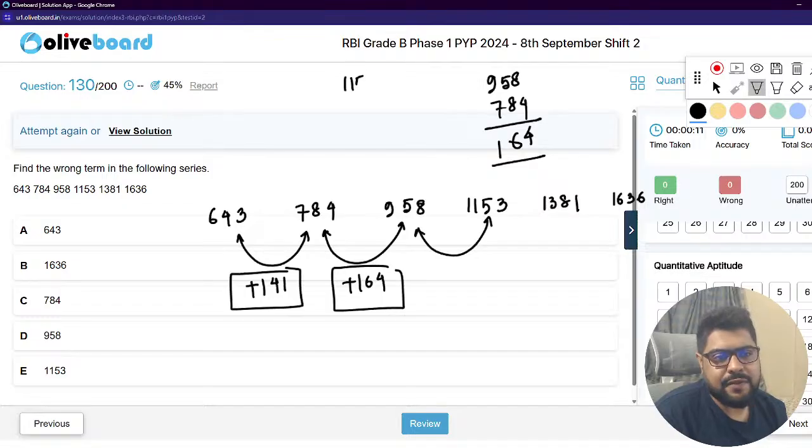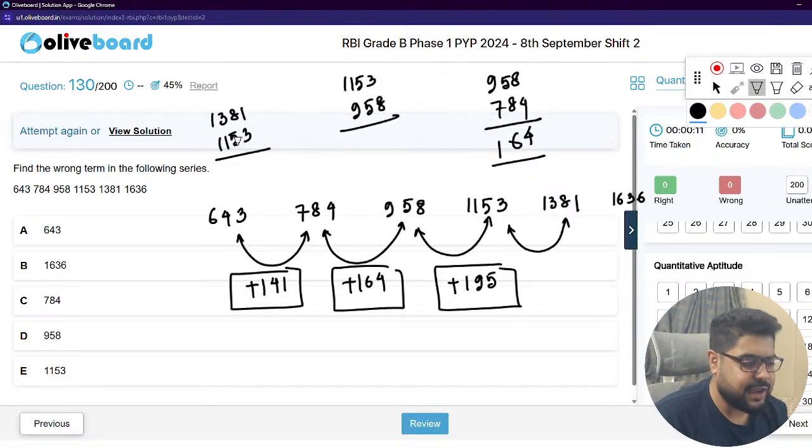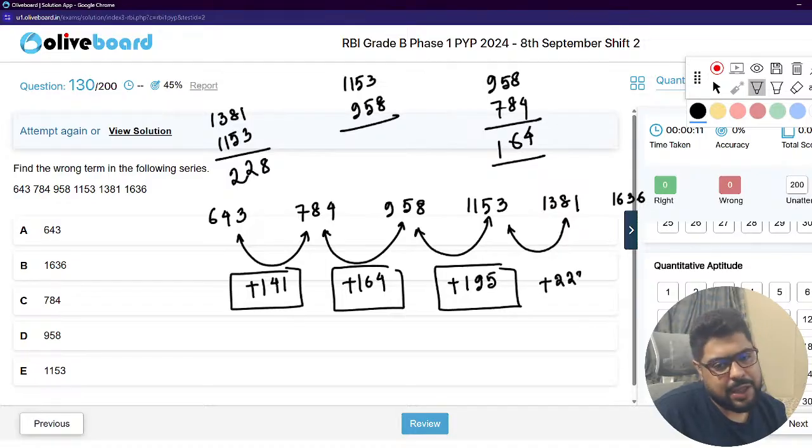Sir, what about this? 958 to 1153, 953 to 1153 is 200. So it will be 5 less, meaning 195. Again, sir, what about this? 1381 minus 1153. Let's see. So 53 to 80, 17 is 27, 28, sir. And this is 2. So 228. आ गया almost.